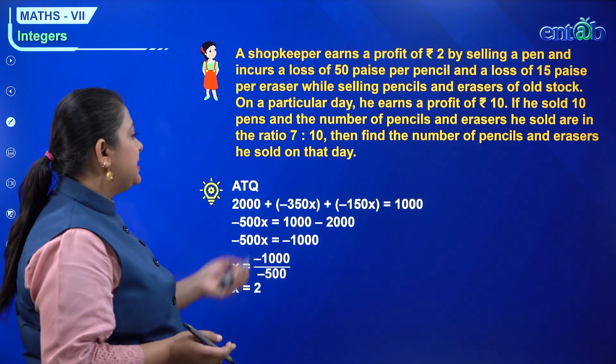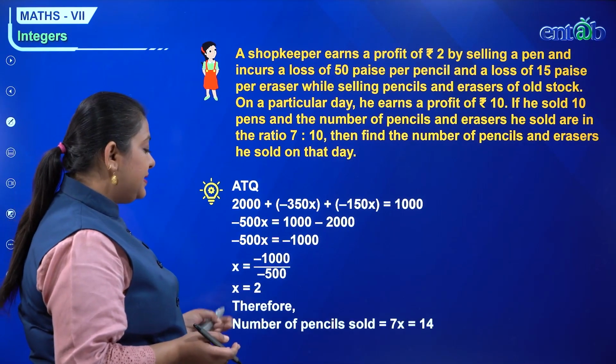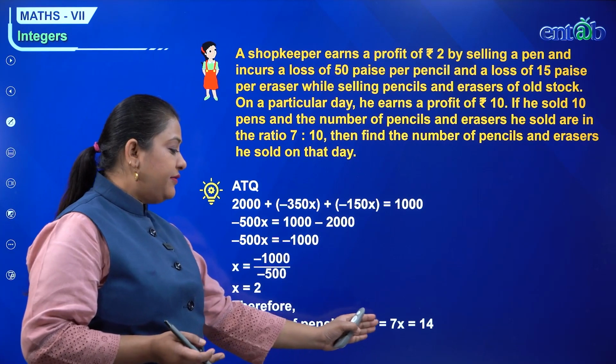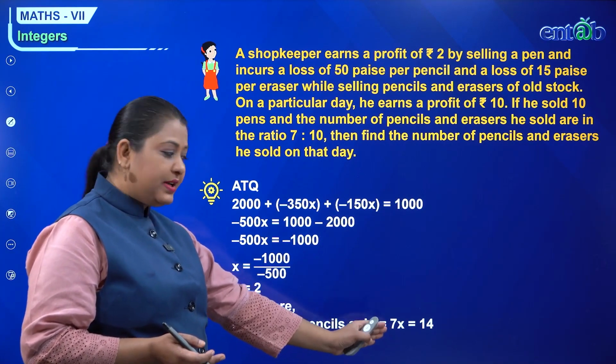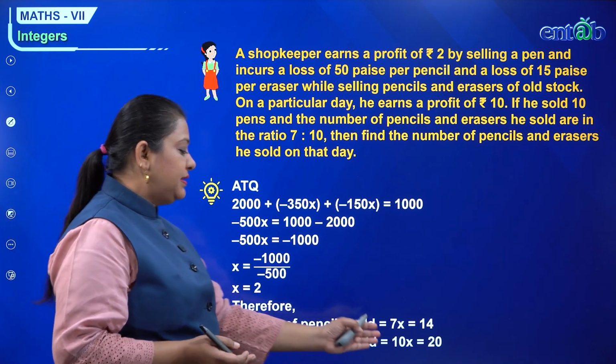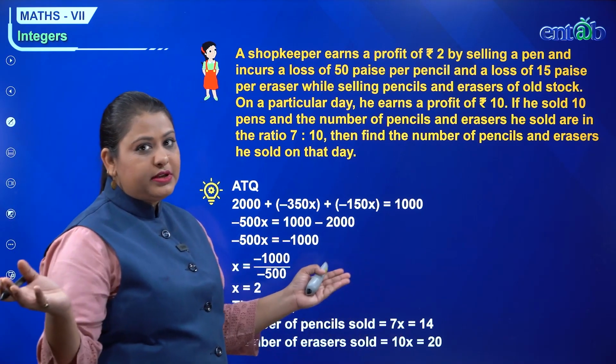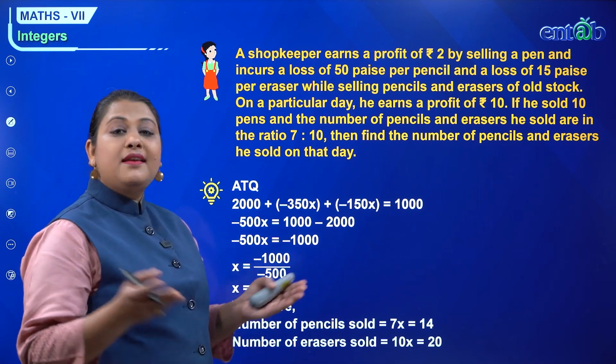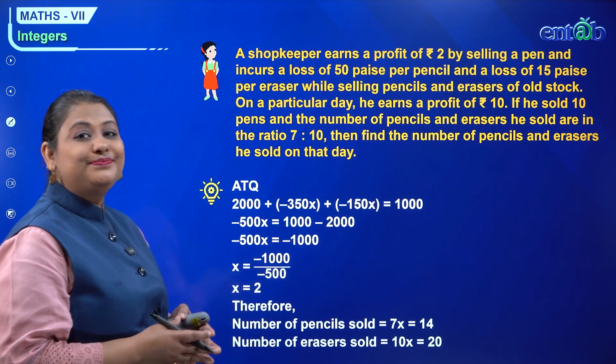Therefore, we can say that the number of pencils sold on that day were 7x, 7 times 2, that is 14, and number of erasers sold on that day were 10x, that is 10 times 2, which is equal to 20. I hope this is clear to you.